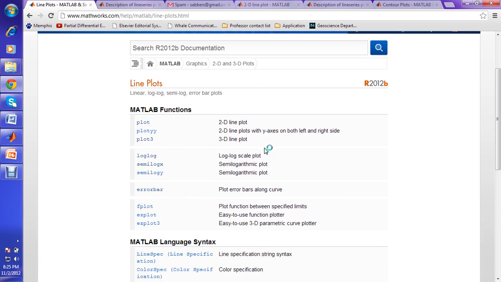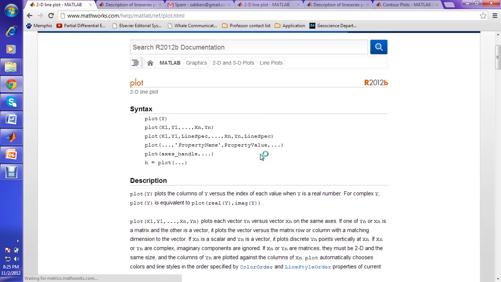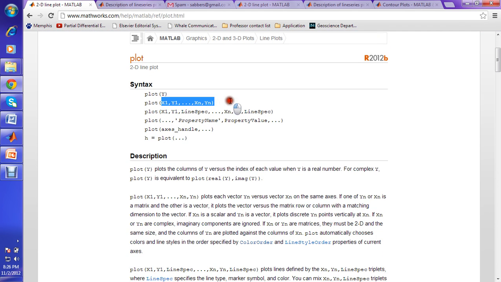A line plot consists of several MATLAB functions. The main, basic and very crucial function for graphics, for plotting, is the plot function. It's for two-dimensional line data. For example, if we have two-dimensional data, for example x and y, then we can easily use this plot. Okay, so let's get details from here. Okay, so x1, y1 up to this.